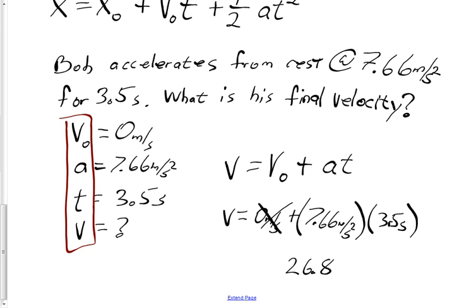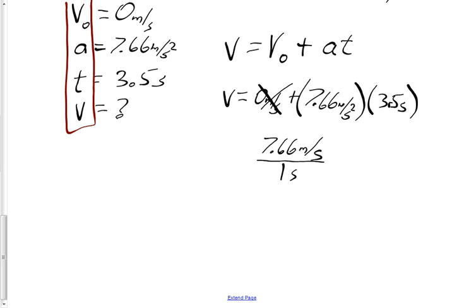Let me make sure that I express this a little bit differently. Let me say that I've got the 7.66 meters per second per 1 second. Let me extend the page. This is what I'm going to do to show you exactly where the units are going. 7.66 meters per second squared is the same thing as meters per second per second, multiplying that by the 3.5 seconds, and that goes over 1.